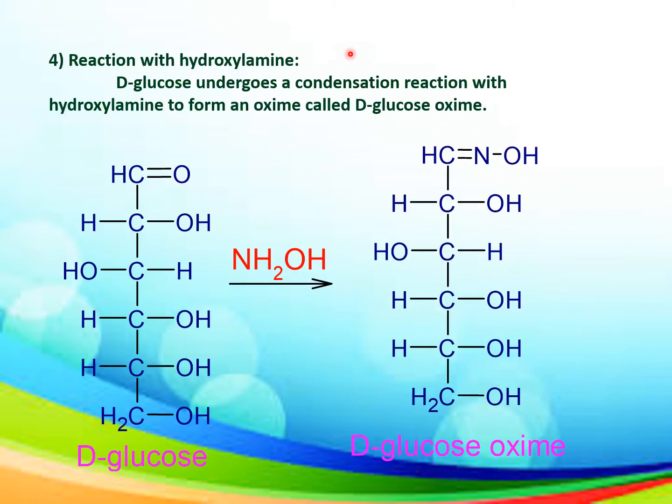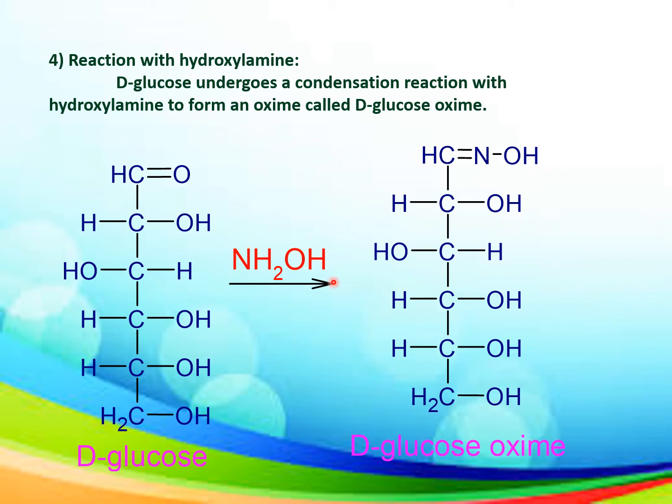Reaction with hydroxylamine. D-glucose undergoes a condensation reaction with hydroxylamine to form an oxime called D-glucose oxime. This is D-glucose. This is hydroxylamine, that is NH2OH. We'll get D-glucose oxime. Oxime, this is the functional group of oxime, C double bond NOH.